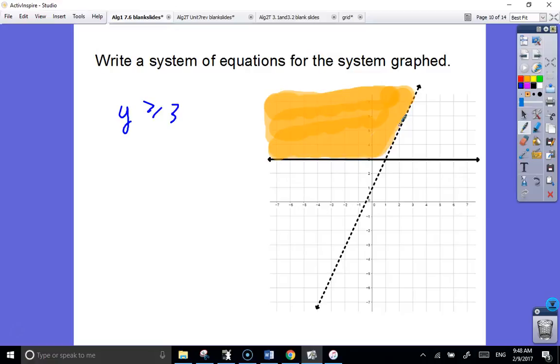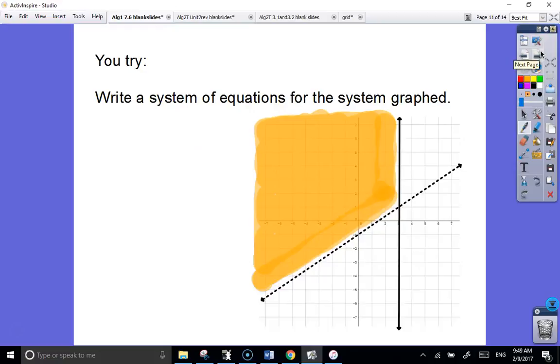Is it solid or dashed? It's dashed, so that means it's not or equal to. Is it above or below? Above. It's above that line. So what's the inequality? Y is greater than 2x plus 1. Does that look right? Okay. And then we need one more line. Well, no, that's all it is on that one.